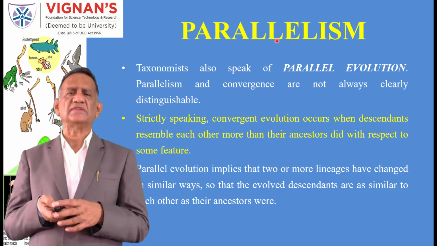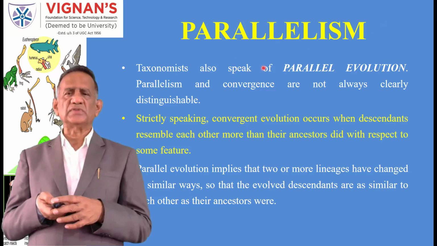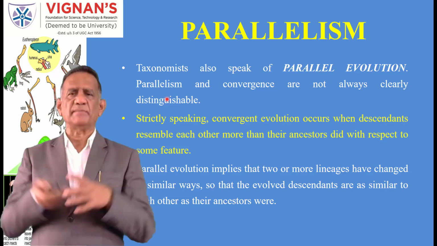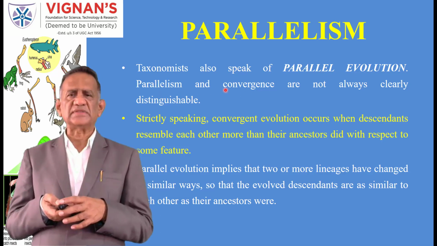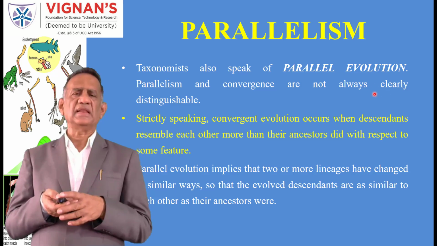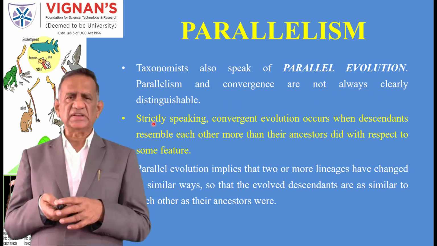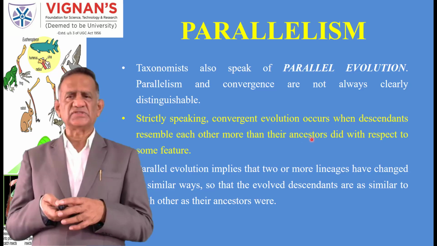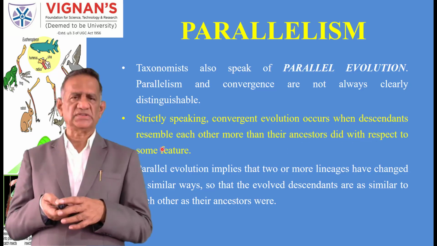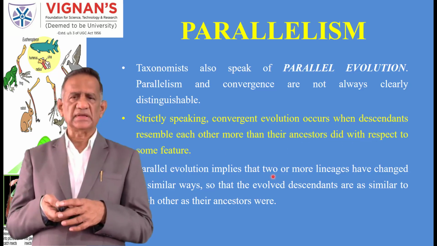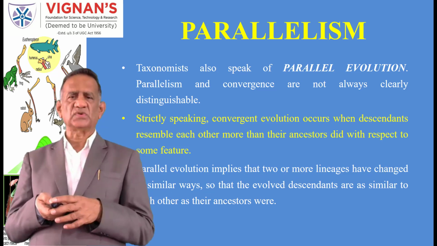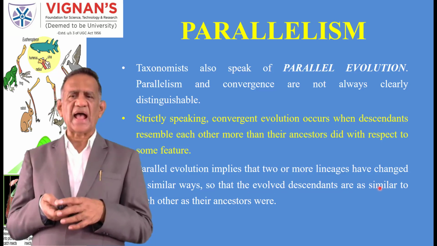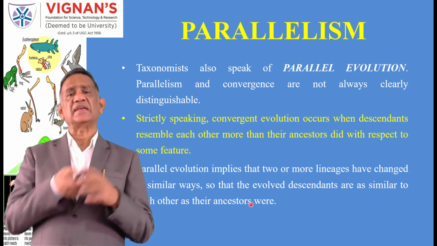Let us see now the parallelism. Taxonomists also speak of parallel evolution. This is one of the pattern mechanisms. Parallelism and convergence are not always clearly distinguishable. Strictly speaking, convergent evolution occurs when descendants resemble each other more than their ancestors did with respect to some features. Parallel evolution implies that two or more lineages have changed in similar ways so that the evolved descendants are as similar to each other as their ancestors are.